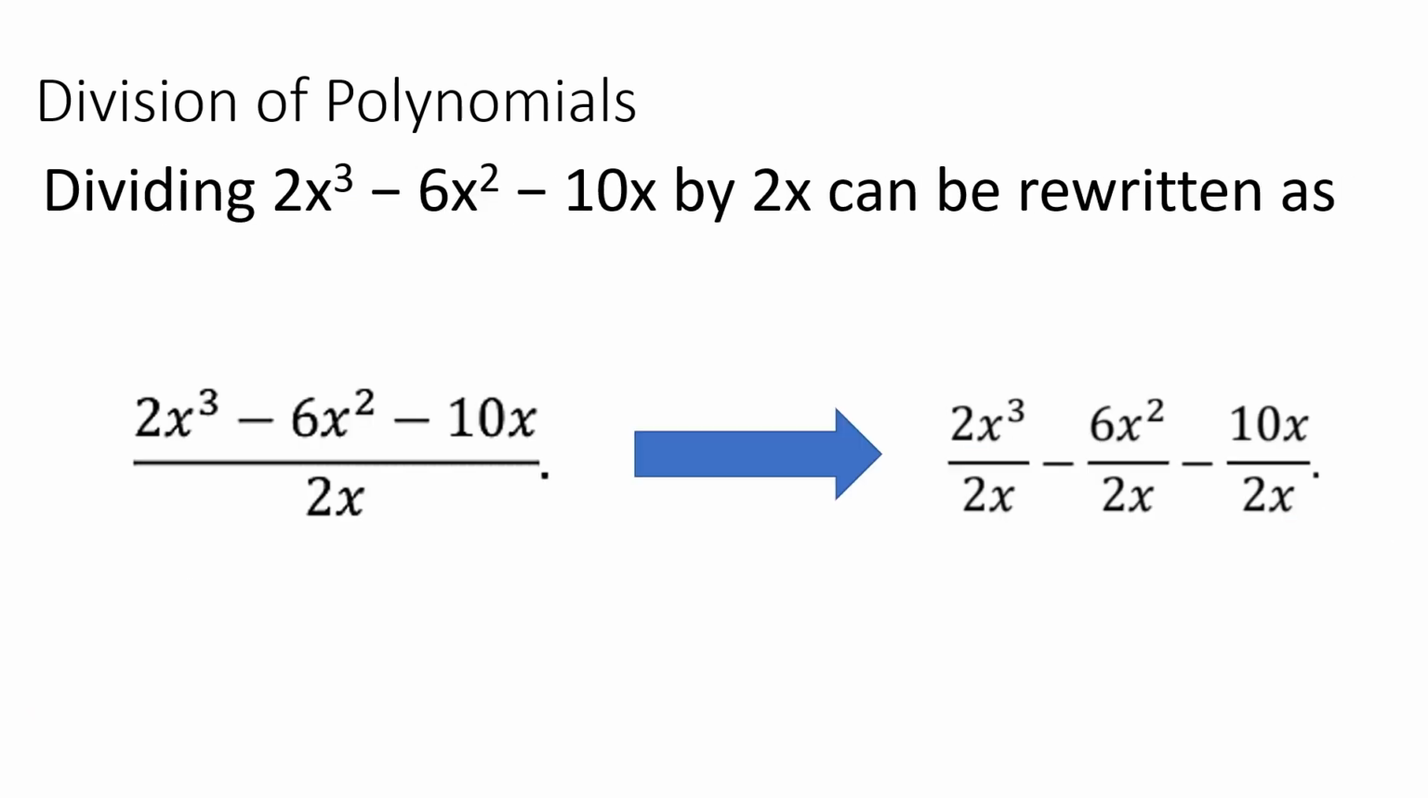To begin with, divide 2x cubed minus 6x squared minus 10x by the monomial 2x. It can be written in fraction form as 2x cubed minus 6x squared minus 10x all over 2x. We can rewrite this so that the divisor, 2x, is distributed to each term of the first polynomial. So it will become 2x cubed over 2x minus 6x squared over 2x minus 10x over 2x.